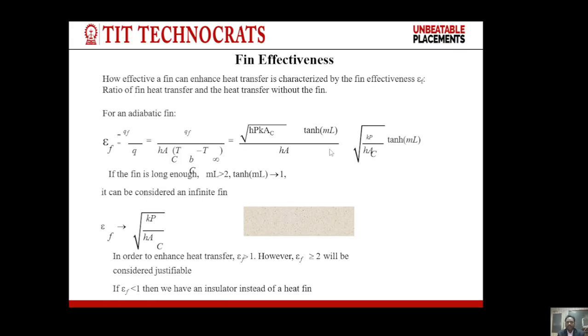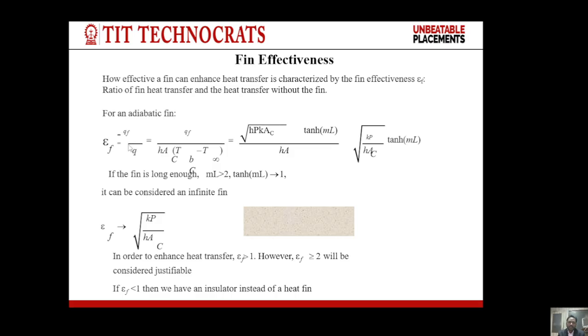Now the next term is the fin effectiveness. Fin effectiveness is just like efficiency; we will define it by this formula, that is, how effective a fin can be in enhancing the heat transfer is characterized by the fin effectiveness, the ratio of heat transferred with the fin and the heat transferred without the fin. It means we are using the fin to increase the heat transfer rate.